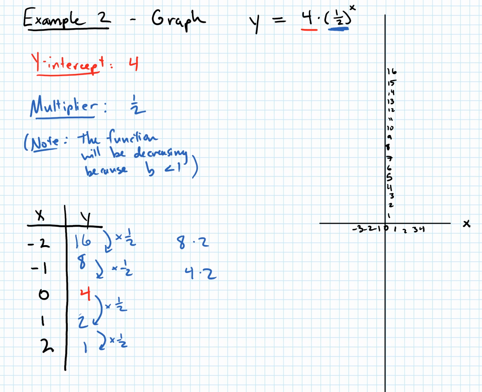All right, let's see how you did. 0, 4 is the y-intercept. 1, 2, 2, 1. So go right 2, up 1. And then when x is -1, y is 8. And when x is -2, y is 16. You're going to connect these with a smooth, continuous curve. And it should get really, really close to the x-axis, but it should never cross the x-axis.